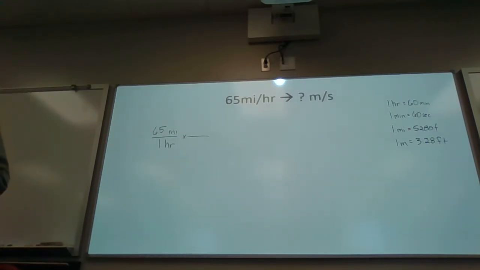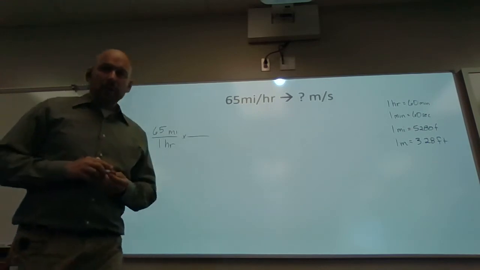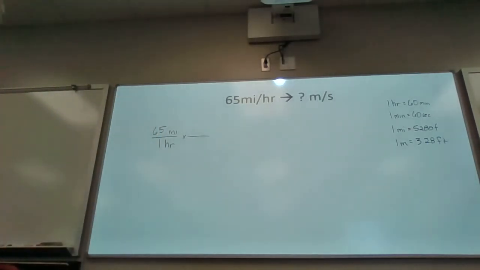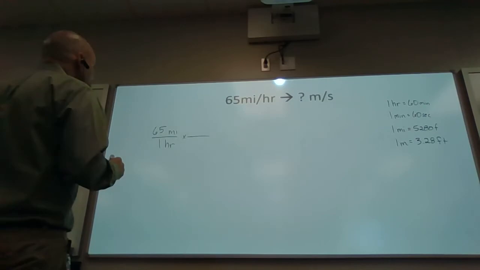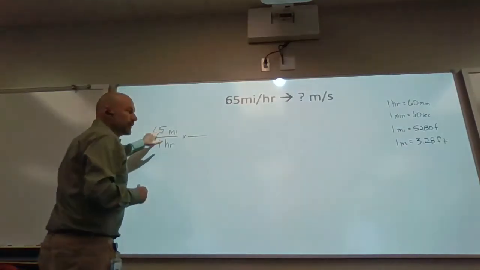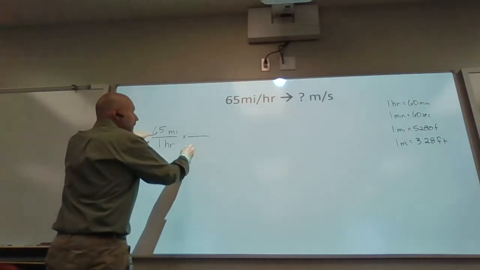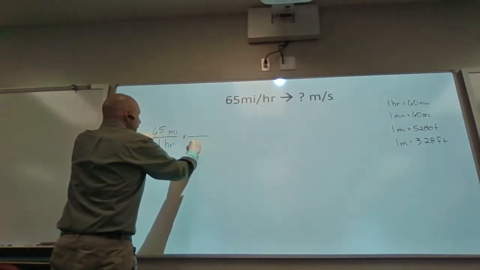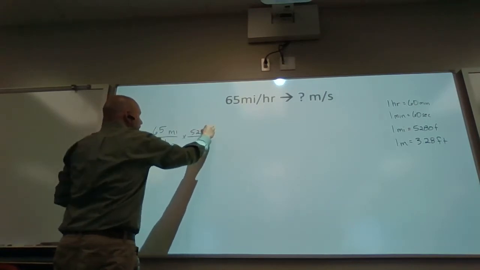Okay, here's my advice. Don't do both hours and miles at the same time. Convert one at a time. So I'm going to attack miles first. I'm going to put 1 mile on bottom is equal to 5,280 feet.